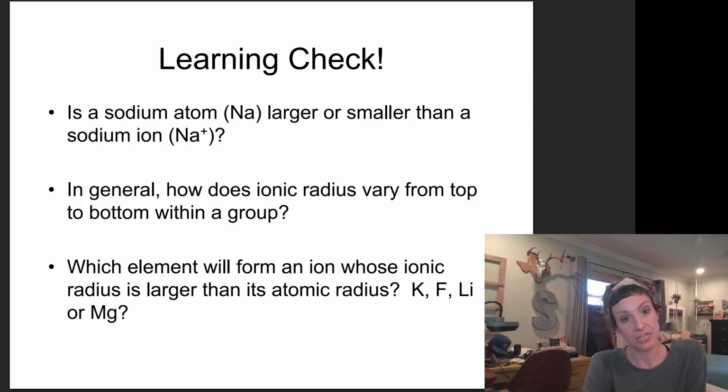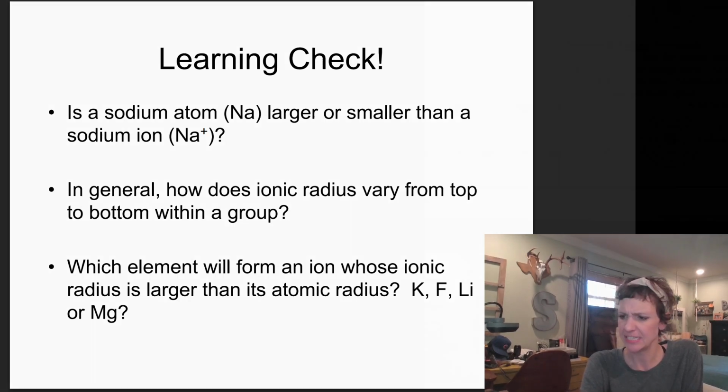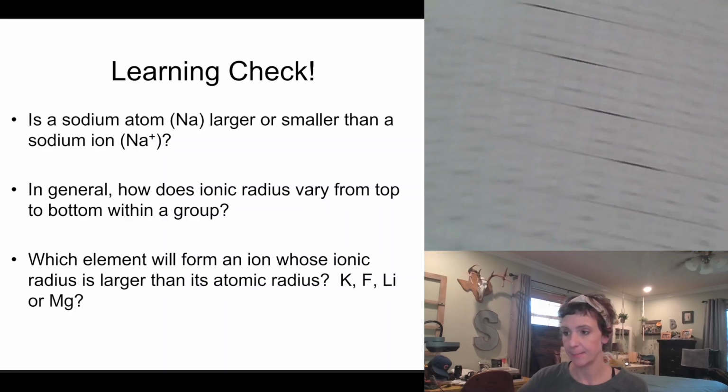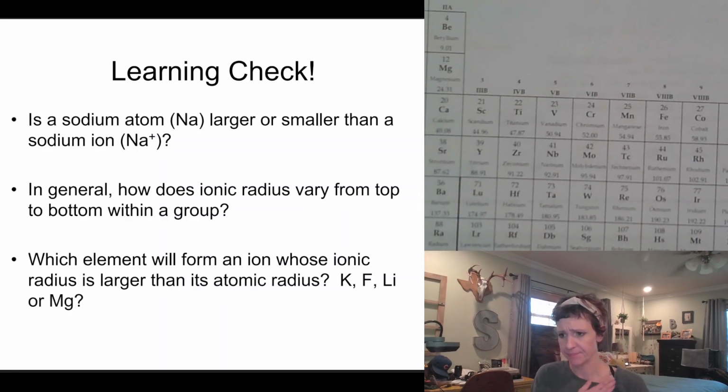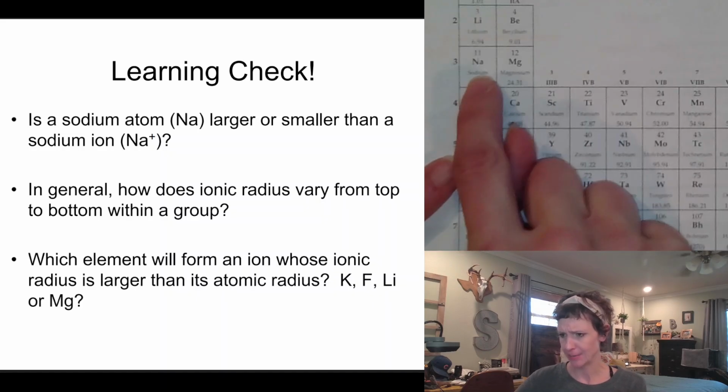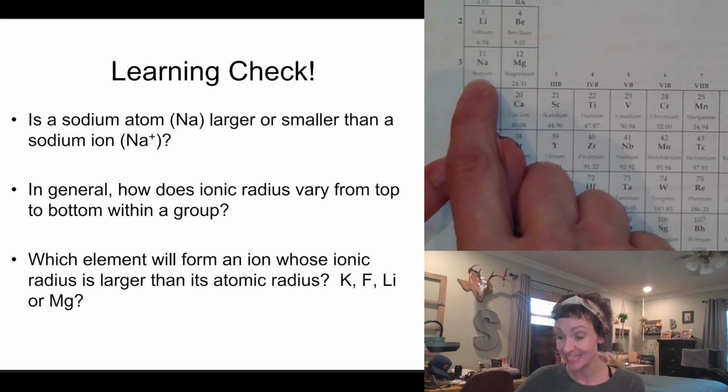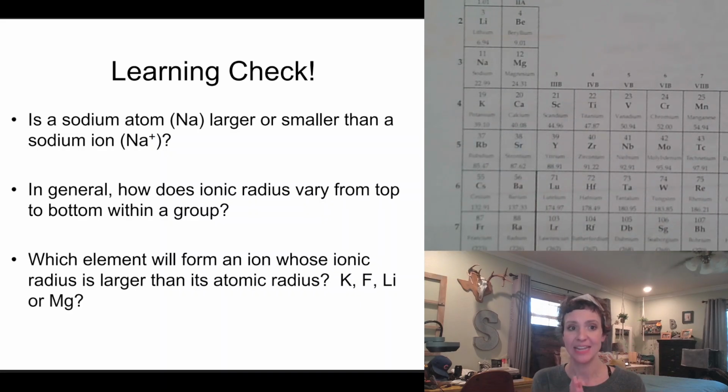Here we go, a learning check. I'm going to bring out my periodic table so we can see it a little bit better. It says, is a sodium atom larger or smaller than a sodium ion? We may not need our periodic table for this, but sometimes I like to point at things. So sodium, he's here, he's an alkali metal, group 1. That makes sense that he has, as an ion, a +1 charge. What they're asking me is, is the neutral atom larger or smaller than the ion that it's going to make?